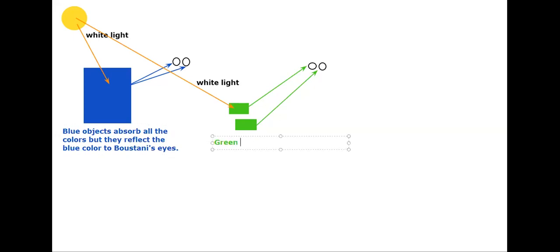What do green objects do? Green objects absorb all the colors, but which color do they reflect? They reflect green. They reflect the green color to Ftuni's eyes.